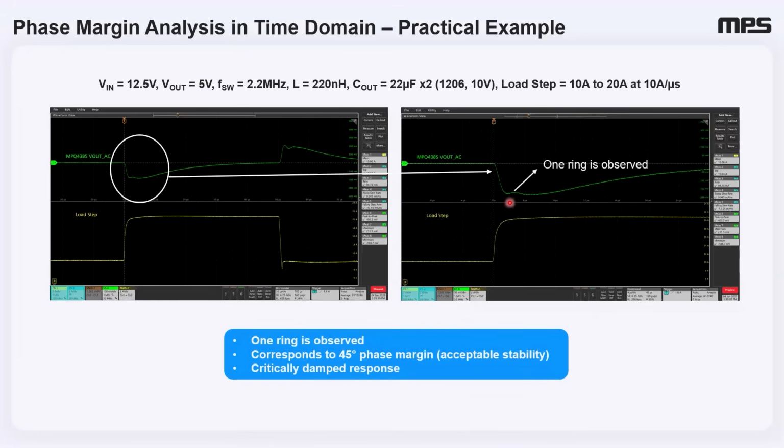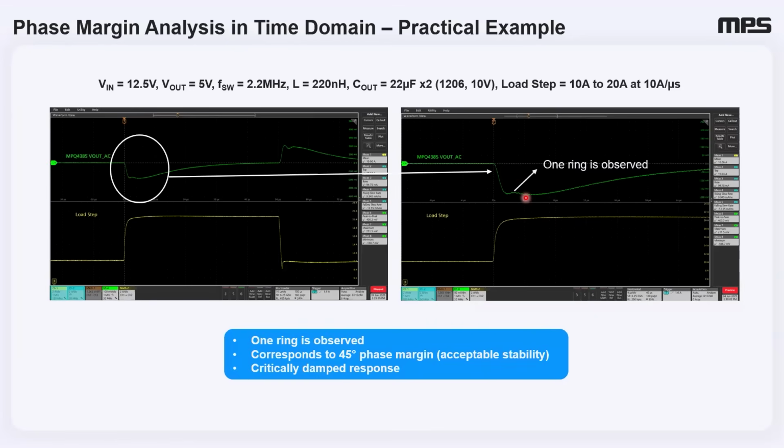This one ring behavior is a very useful visual indicator in time domain analysis. For many power converter designs, particularly switching regulators, observing a single overshoot cycle before settling is a strong indication of a critically damped or slightly underdamped response. Based on the relationship between phase margin and ringing that we discussed in the previous slide, this one ring characteristic typically corresponds to approximately 45-degree phase margin.